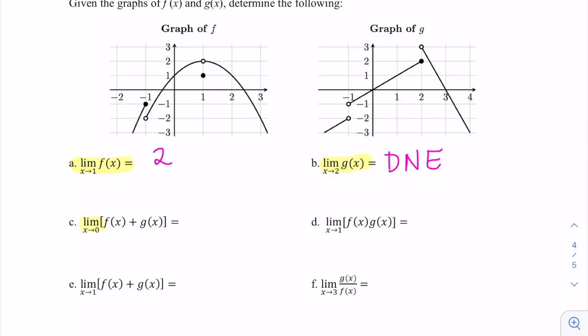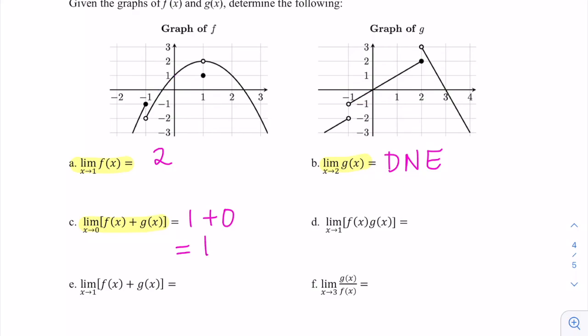Now for C, find the limit of f of x plus g of x as x approaches 0. When we look at f of x as x approaches 0, we're getting very close to 1. And for g of x, as we approach 0, well, the y is 0. So it'll just equal 1.